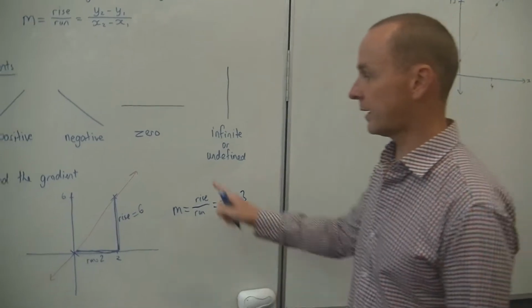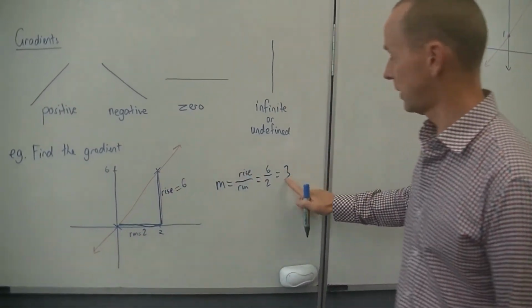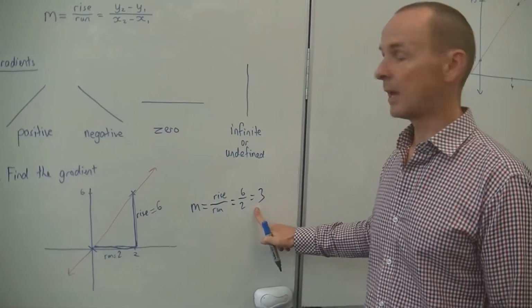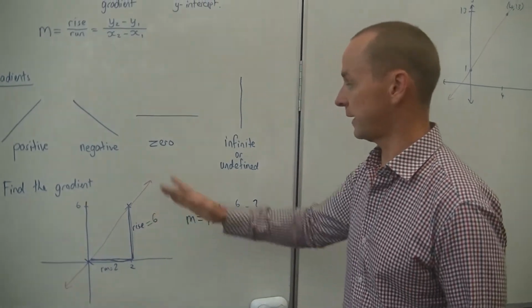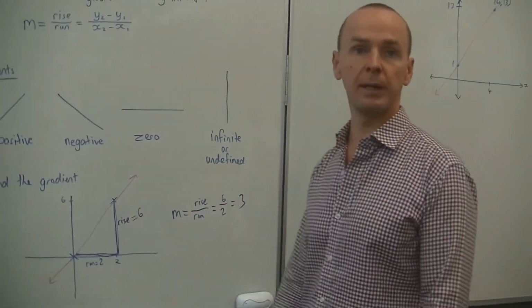Before we move on, you have to remember that is in the positive direction, so we leave it as plus 3. If it was sloping down the other way, just work out the 2 numbers, and then at the end put a negative in front of it, because it'd be a negative slope.